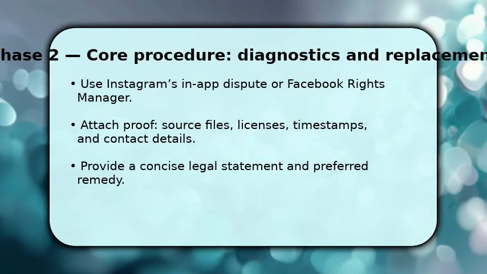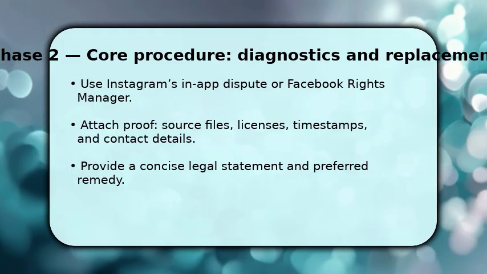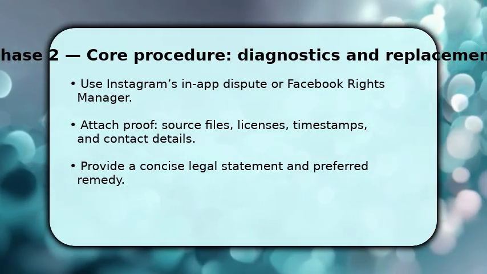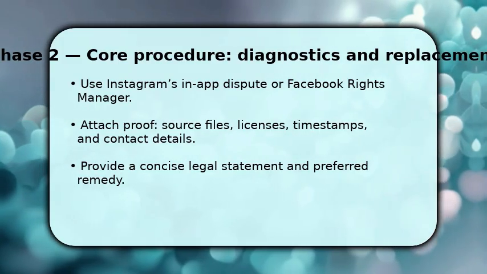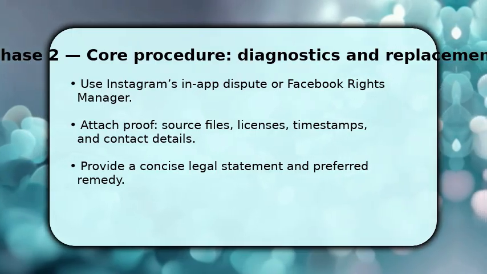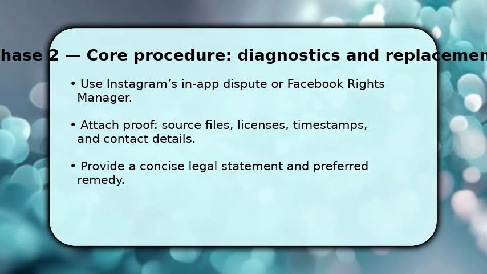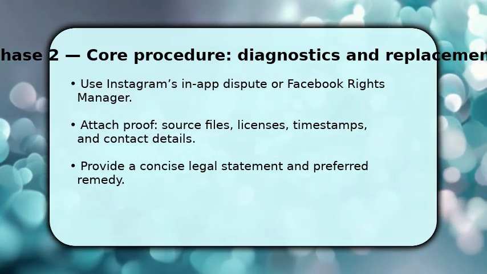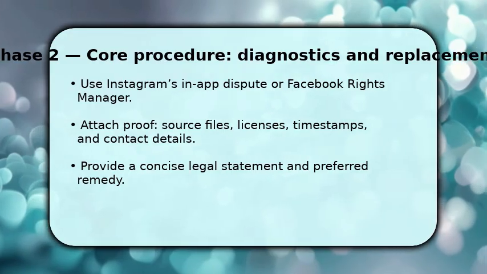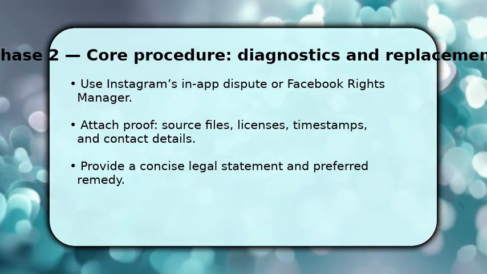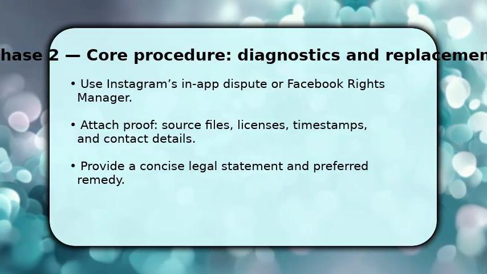You now file the dispute through Instagram or Facebook Rights Manager if you have access. Select the exact video or post and enter the claim ID. Then upload proof, original file, license, metadata screenshots, and any contracts, and type a clear, concise statement explaining why you own the material and what remedy you want.